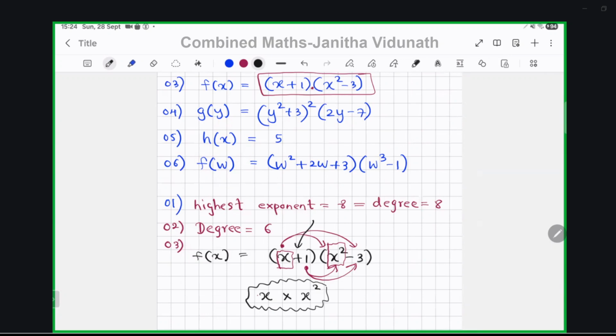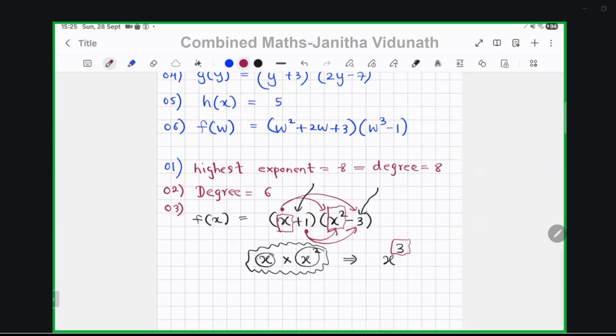In this bracket, the highest power term is x. In the second bracket, the highest power term is x square. Then we can think the highest power term of the whole simplification is x to the power 3. Then degree should be equal to 3. Then the answer for the third question is degree is equal to 3.